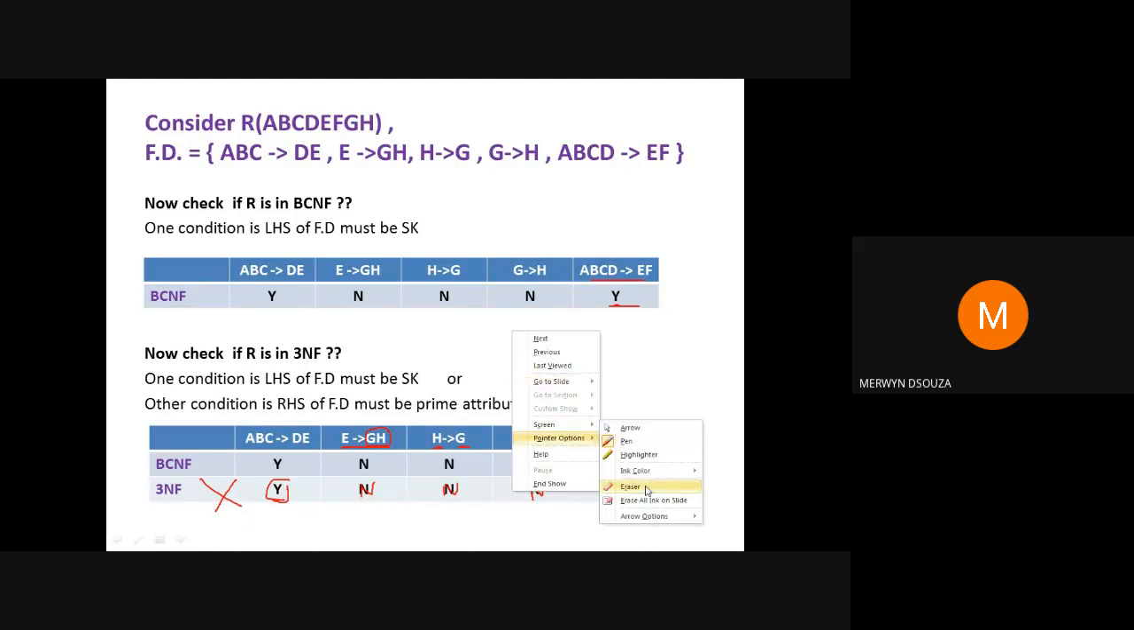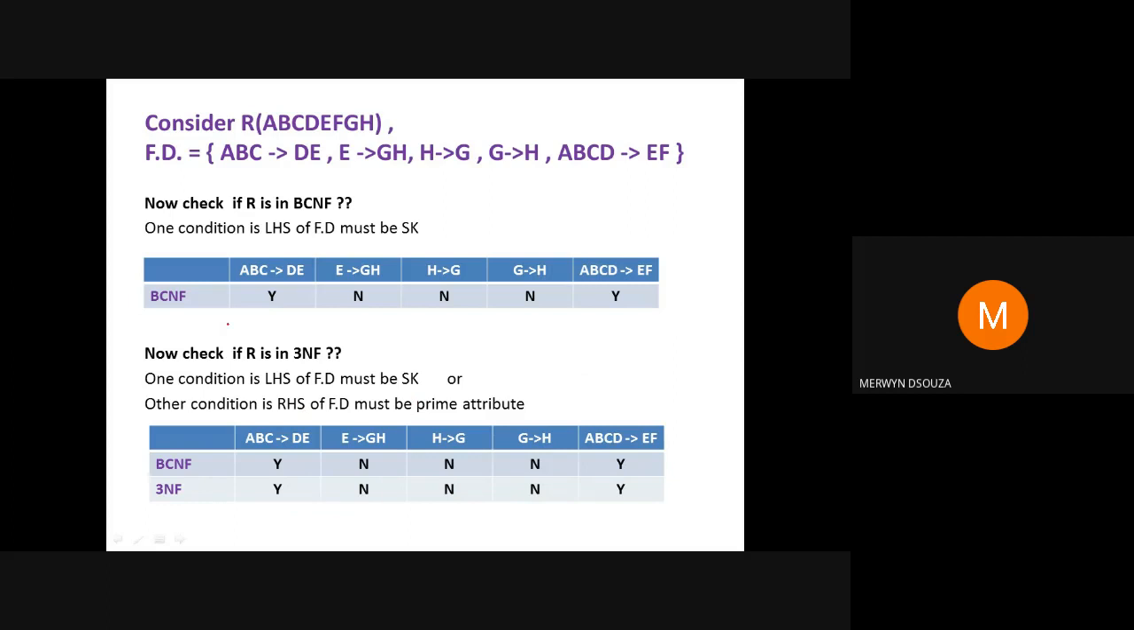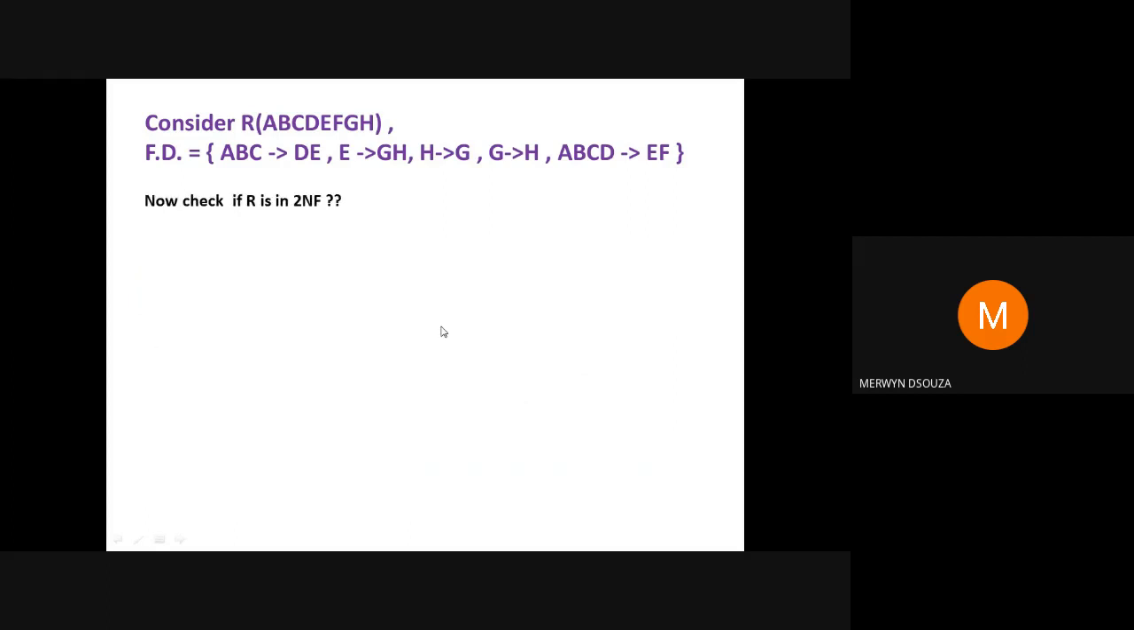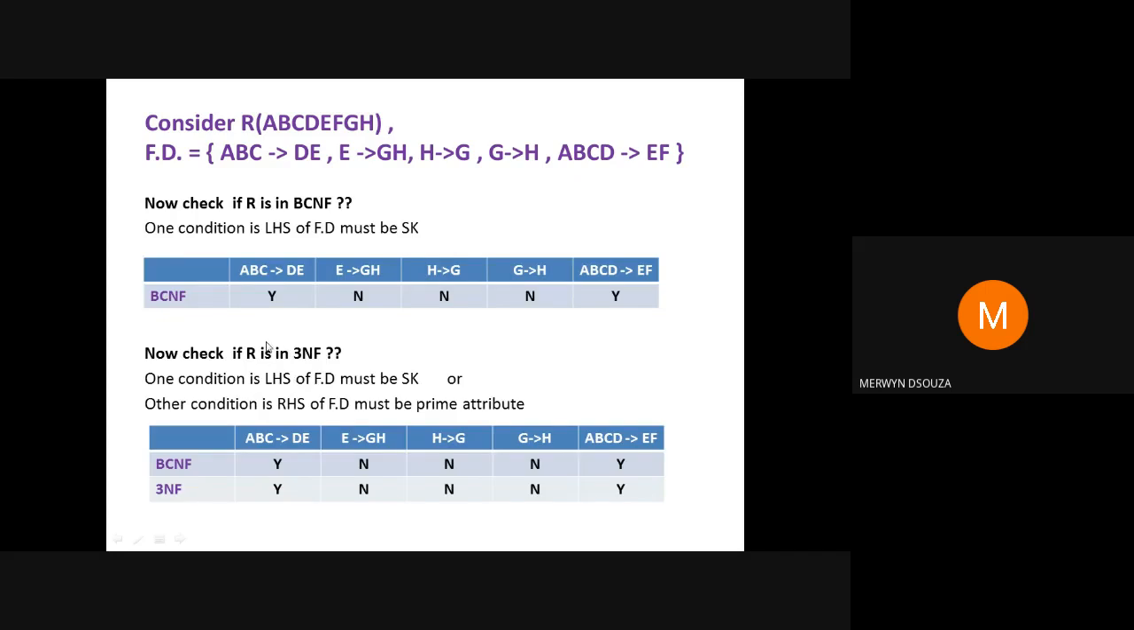Go to the next lower normal form, that is 2NF. Now check whether R is in 2NF. We have seen that for a relation to be in 2NF, it should be in 1NF, and there should be no partial dependency. I'm not writing the entire definitions here, but you need to know the entire definition.